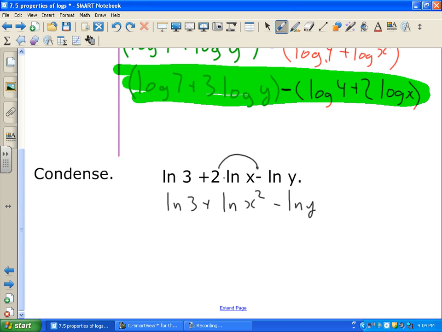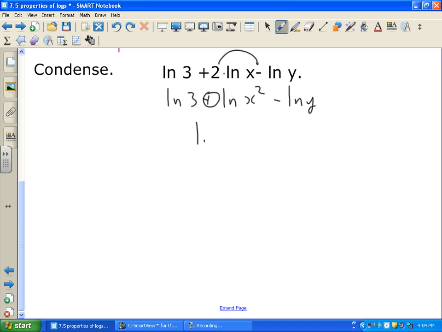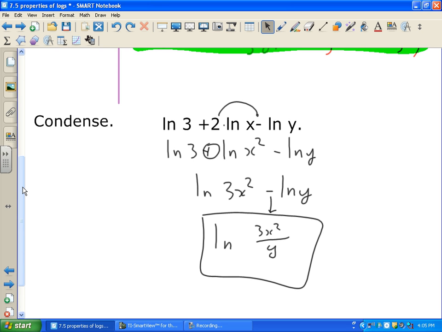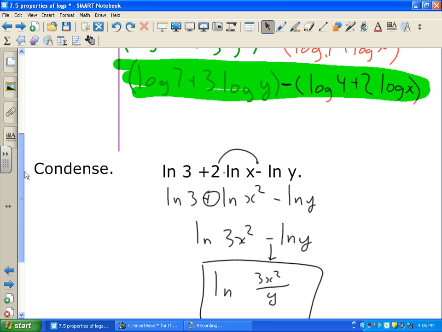Next thing I noticed, this is addition. That means multiplication. That's going to be the natural log of 3x squared. Addition means multiplication, minus the natural log of y. Mr. Wood, subtraction means division, so I'm going to rewrite it as the natural log of 3x squared over y. Why? Because that's the way you do the problem. It's kind of easier to condense than it is to expand. But that's it. That's how you do those 2 problems.